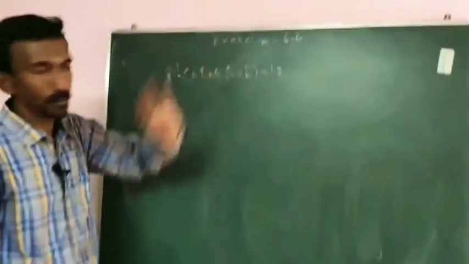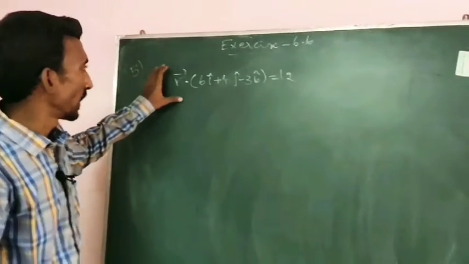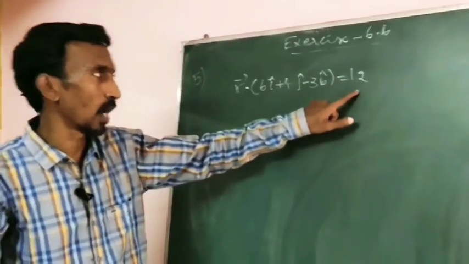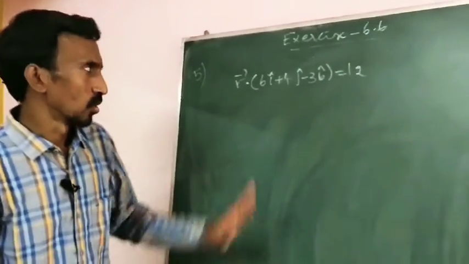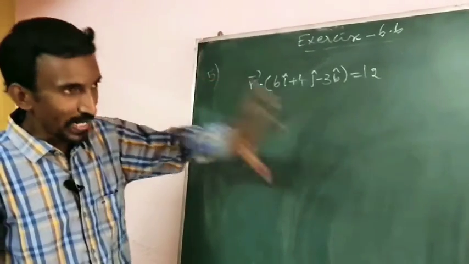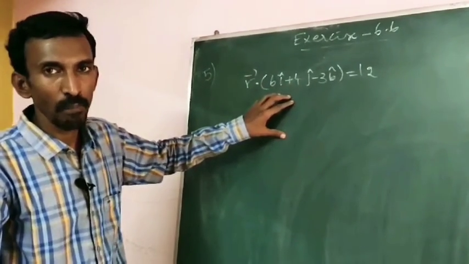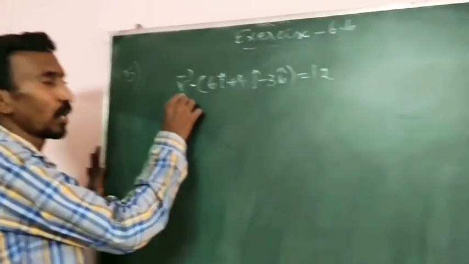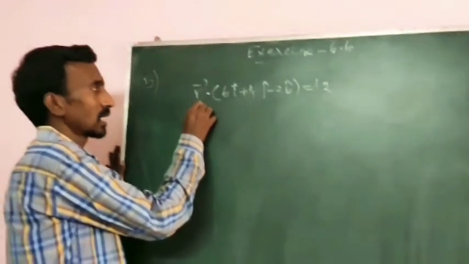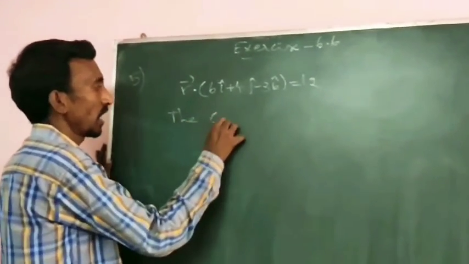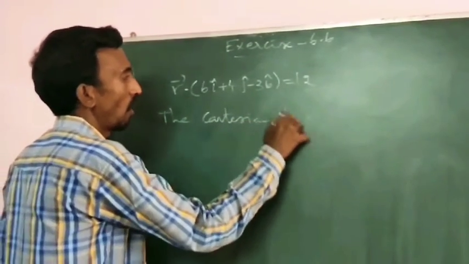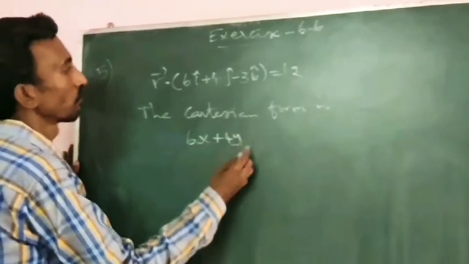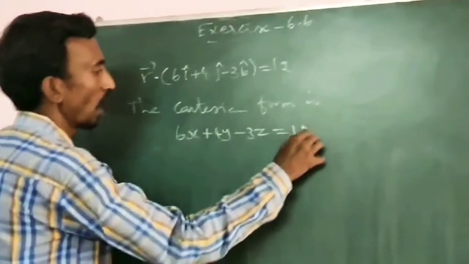Question number 5 in the exercise 6.6. The question is, find out the intercepts cut off by the plane r dot (6i plus 4j minus 3k) equal to 12 with the coordinate axis. So it is given in the vector form. To get that one, just rewrite the Cartesian form, then intercept form we can observe easily. So replace r vector equal to xi plus yj plus zk. So the Cartesian form is 6x plus 4y minus 3z equal to 12.